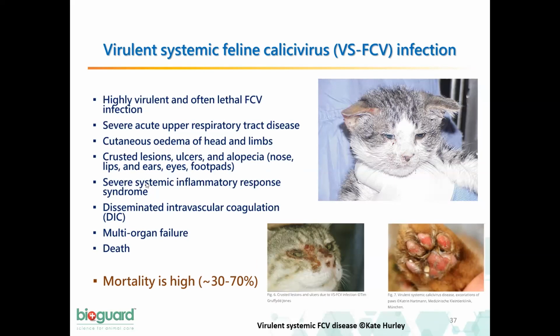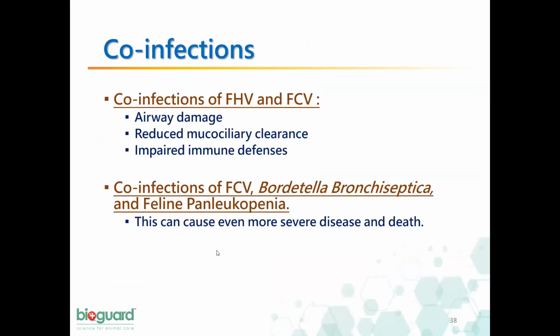There will also be systemic inflammatory response syndrome in the cat. With that, multiple organs will also be affected by the infection, which will lead to organ failure and of course death. That's why in this kind of epidemic situation, like virulent systemic FCV infection, the mortality rate is very high, from 30 to 70%, depending on the environment and other factors.